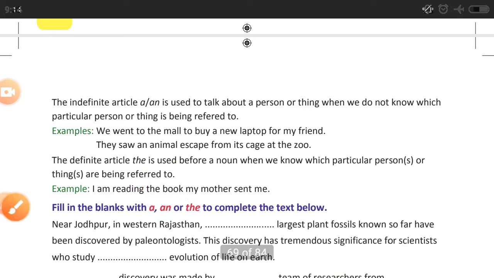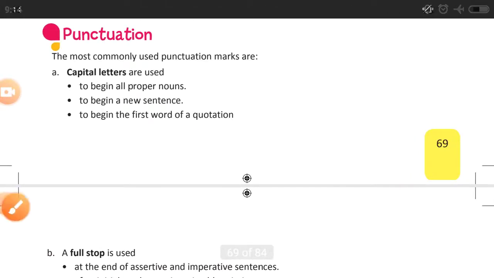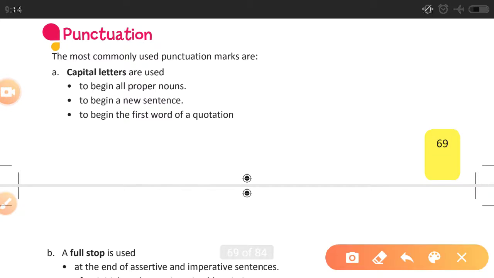Clear? So I have already discussed the exercise on a, an, or the. Fill it up in your books. Then we have punctuation. The most commonly used punctuation marks are, we know very well, used to make the paragraph meaningful. Clear? Without punctuation, we won't understand the paragraph, the written text. Now we have capital letters in punctuation.